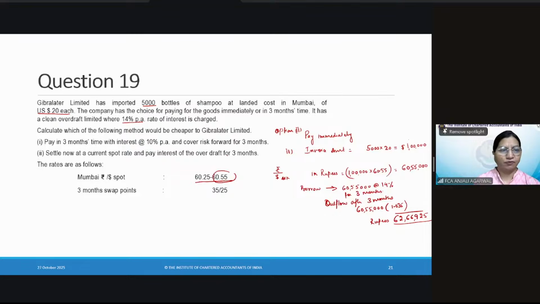Okay. So this is if you go by option 2: settle now at the current spot rate and pay interest for 3 months. You may also calculate the interest separately, 3.5% of 60,55,000, and add that to this. Now, what is option 1? For option 1, we need to do one more thing. We need to create a working note where we will calculate the forward rate after 3 months. What would be the forward rate?